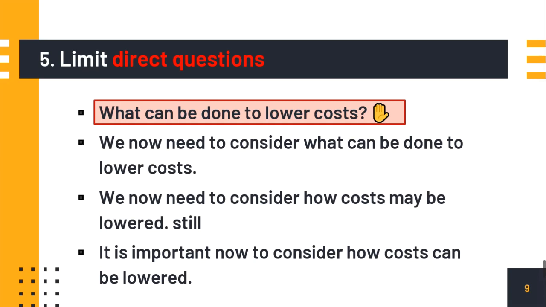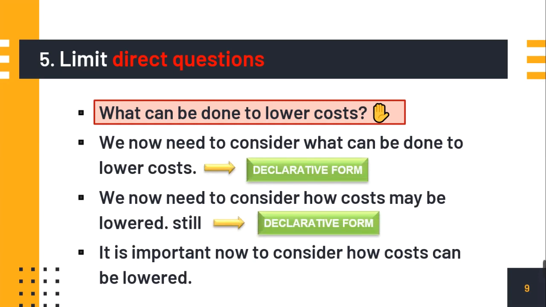But there's still a problem with these two sentences. Can you identify this? Yes, the use of the personal pronoun "we". Although the sentence construction has been changed from question or interrogative into declarative, we still see something which is not really appropriate or common to be used in academic writing. This is the use of the personal pronoun "we". Then the last option might be the best one: "It is important now to consider how cost can be lowered." Here, another grammatical construction is utilized. This is the introductory "it". So you can employ this grammatical construction to make your writing more academic or following the academic style.